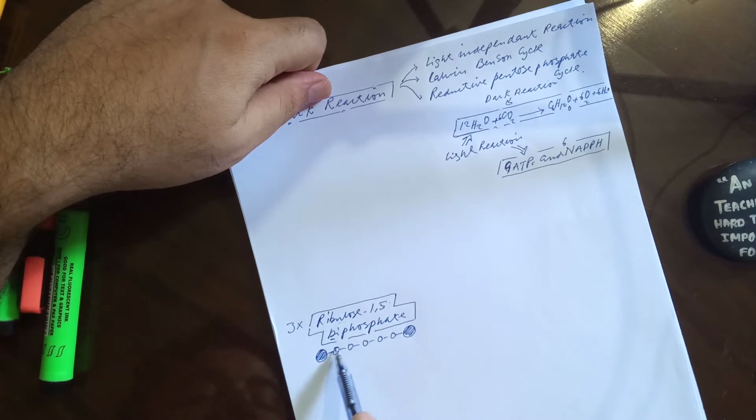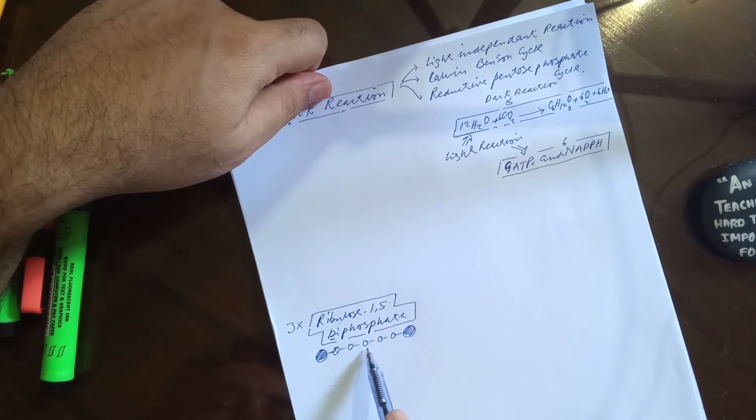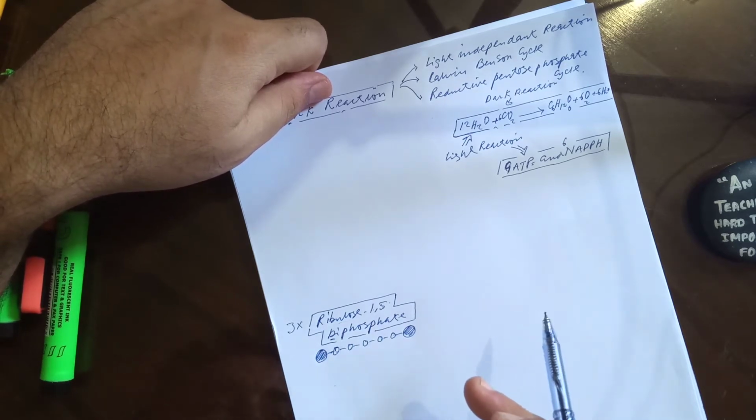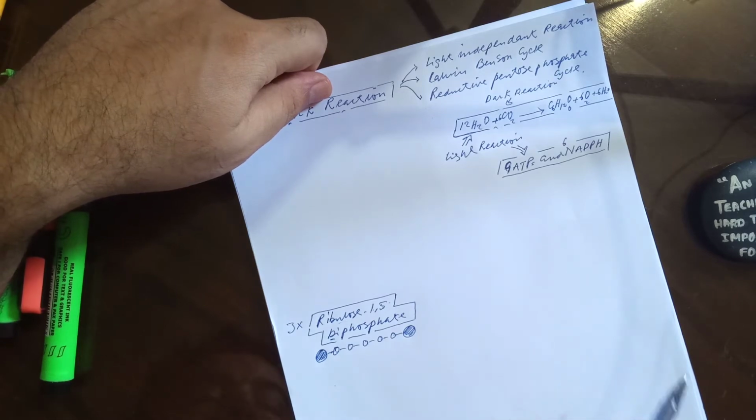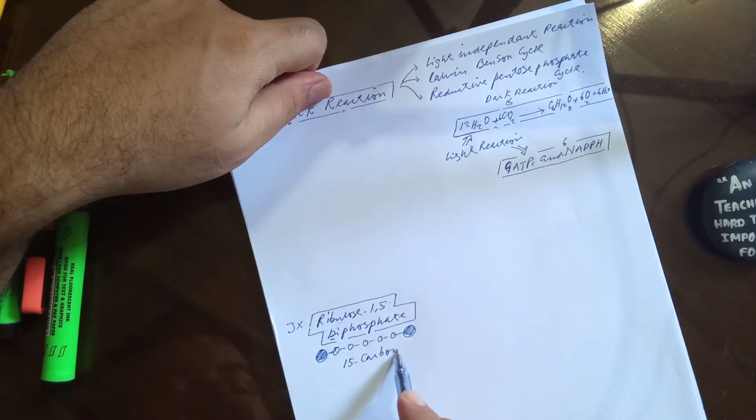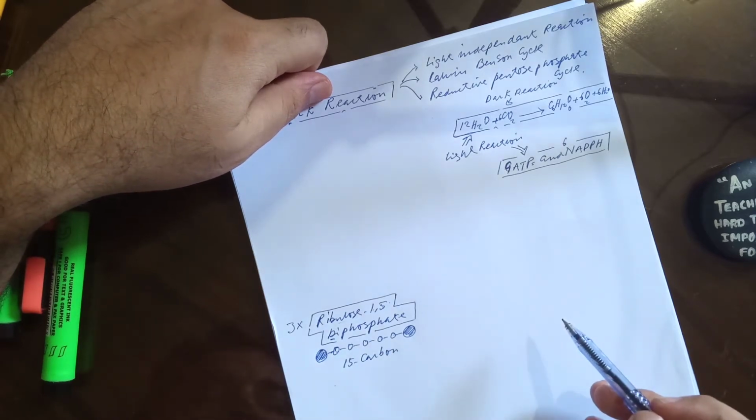Now remember, how many carbon do we have right now here? It is 5 carbon: 1, 2, 3, 4, 5 carbon. And how many molecules are there? 3 molecules. 5 carbon to each ribulose 1,5 bisphosphate, and there are 3 molecules, 5 to each, 10 to 2, and 15 carbon. 15 carbon in 3 ribulose 1,5 bisphosphate.